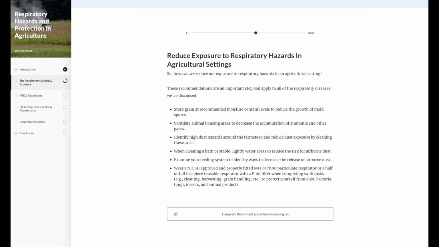Examine your feeding system to identify ways to decrease the release of airborne dust. Wear a NIOSH-approved and properly fitted N95 or N100 particulate respirator or a half or full face piece reusable respirator with a P100 filter when completing work tasks, for example, cleaning, harvesting, grain handling, etc., to protect yourself from dust, bacteria, fungi, insects, and animal products.